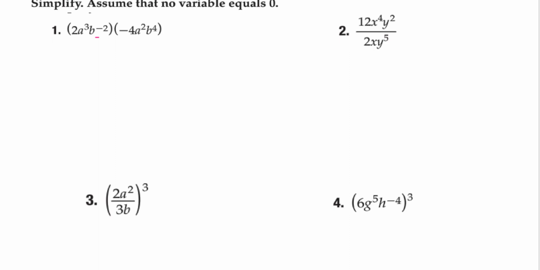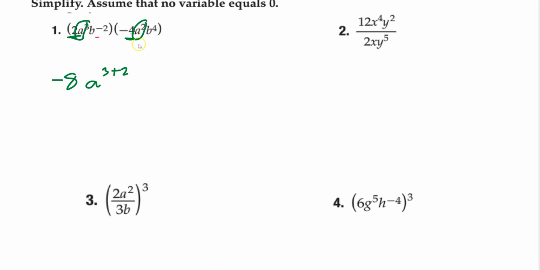Okay, let's do some examples. So this first one, notice we're just multiplying. There's no plus or minus. We're just going to multiply like terms. So I get negative 8. Now you just kind of count how many a's you have. I have 5 a's. So it's a cubed times a squared if you want to think about it the long way.